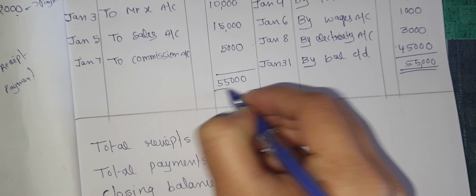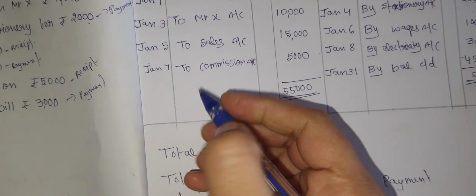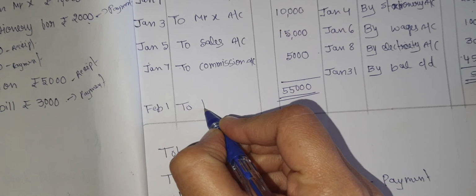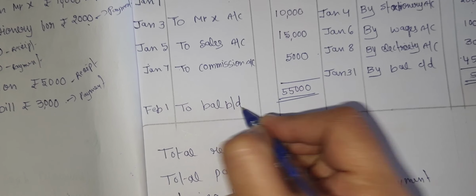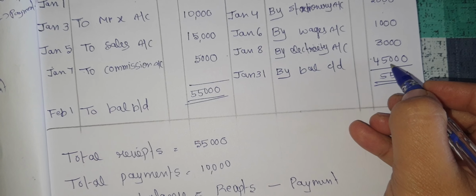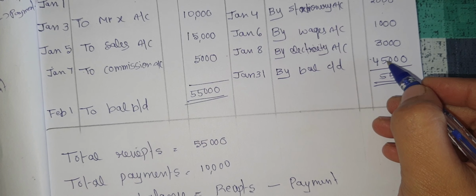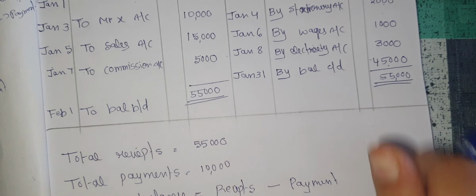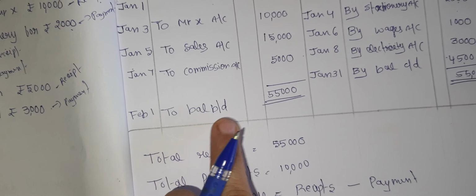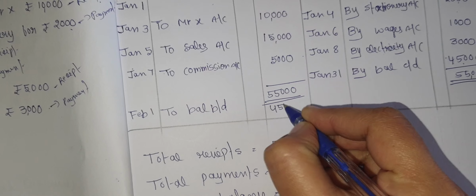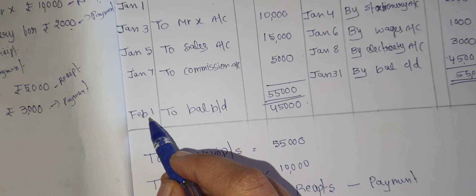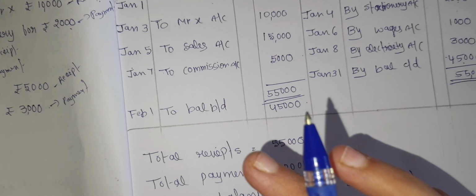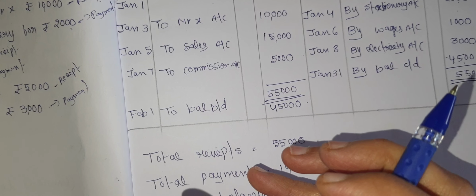Now we have to bring down the balance to the next month. So on February 1st 2025, to balance brought down. Here, see, by balance carried down amount is 45,000. On the opposite side, we have to write down to balance brought down, that is rupees 45,000, but the month will change, that is February 1st, because single column cash books are prepared monthly.